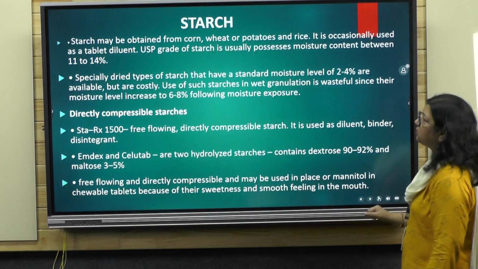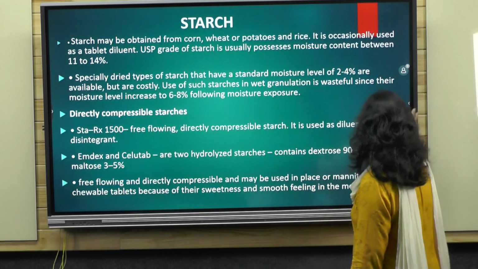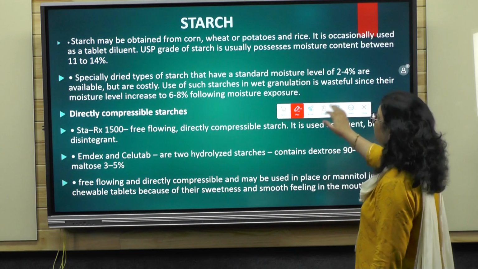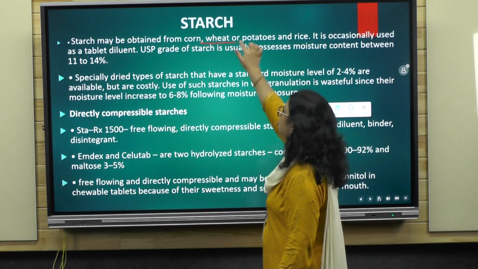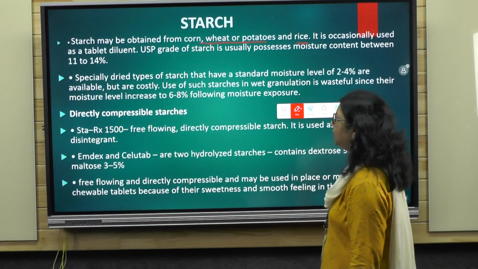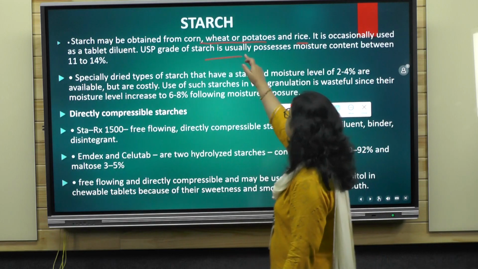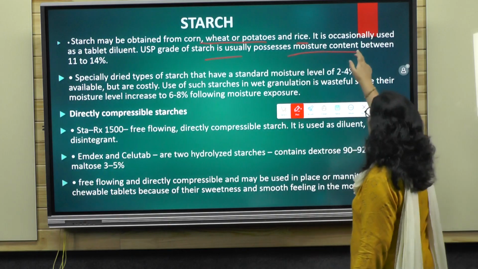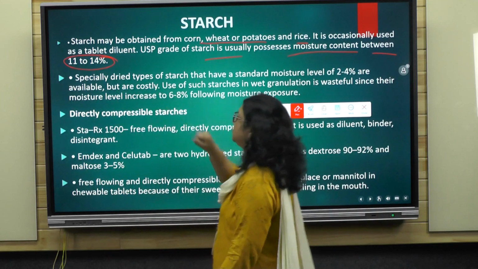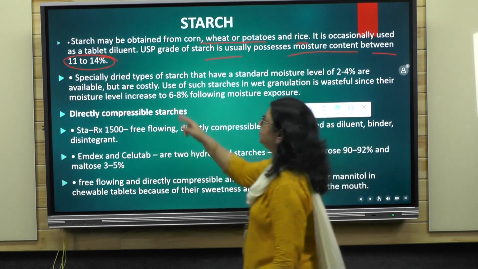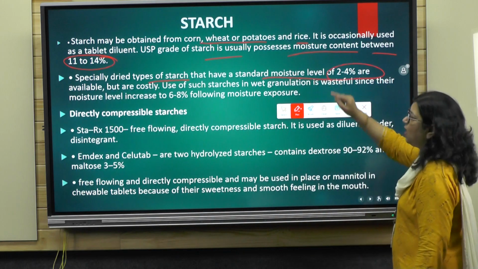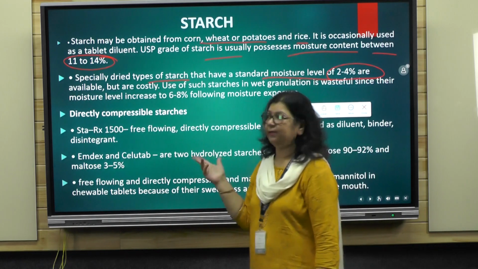Okay. Next one is starch, and starch can be obtained from corn, wheat or potato, and rice. It is occasionally used as a tablet diluent, and USP grade starch usually possesses moisture content between 11 to 14%. Especially dried types of starch that have a standard moisture level of 2 to 4% are available, but they are costly.